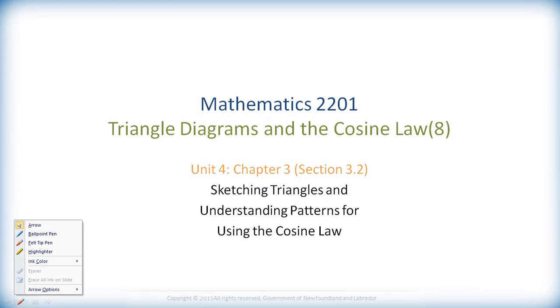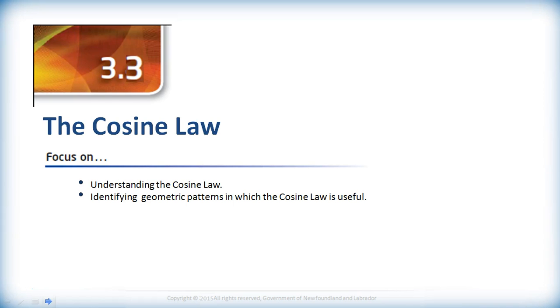Okay, folks, so now we're going to look at some questions where we have to decide whether or not it'd be a good idea to use the cosine law to find a missing side or to find a missing angle. So that's the kind of stuff we're looking at now. So we're going to look at understanding the cosine law and identifying those geometric patterns and sketching triangles, etc., that help us do all of that. All right, so that's what we're up against for these few questions we're going to look at now.